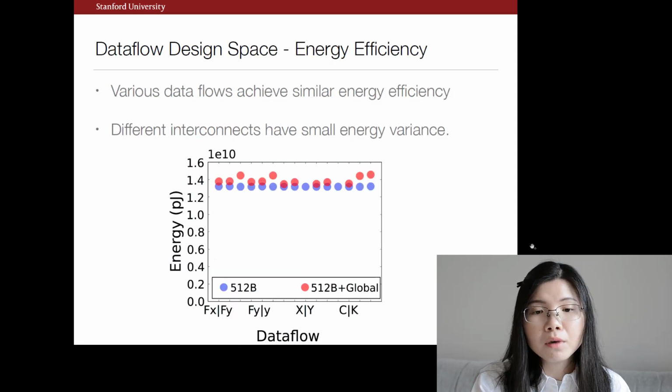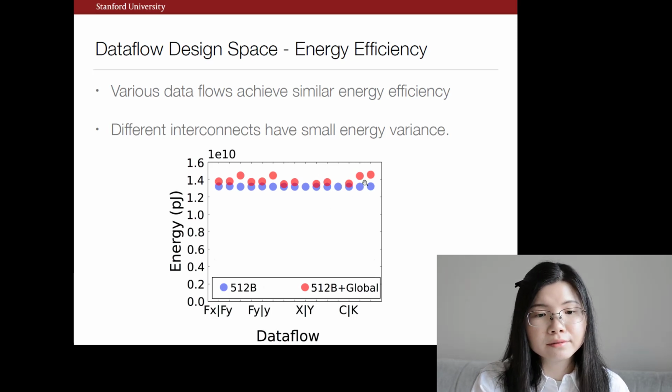Using our analytical model, we investigated the impact of each dimension individually. First, let's look at the data flow impact on energy efficiency. In this figure, the x-axis is the data flow choices, the y-axis is the energy in picojoule. The blue dots use systolic array and the red dots use broadcast array. From this figure, we can see all the blue dots fall on the same horizontal line, roughly.